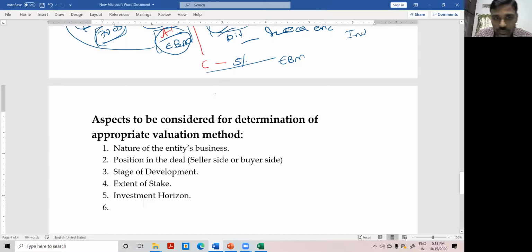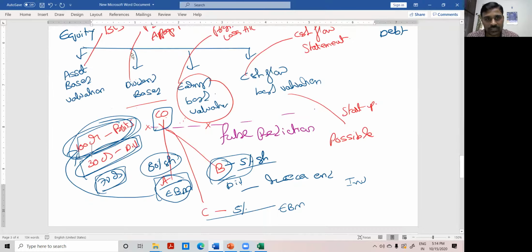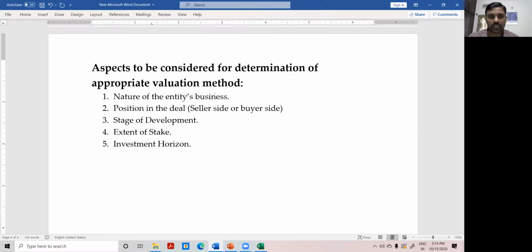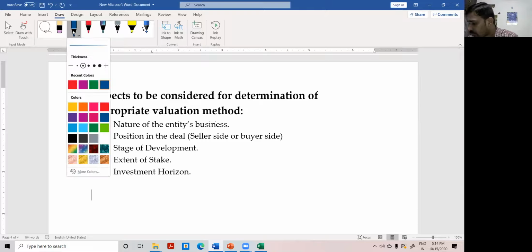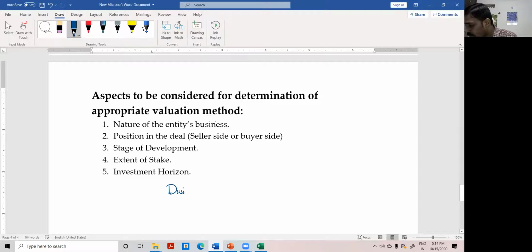Right. Now we'll look at the methods one by one. Since academically people will start with the dividend based valuation, even the ICA also, I'll start with the dividend based valuation. The rest of the models we'll see later. So we'll start with the dividend based valuation.